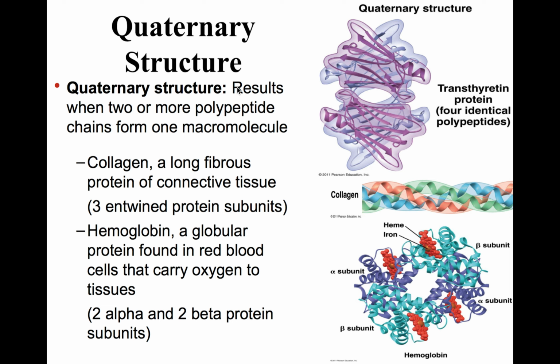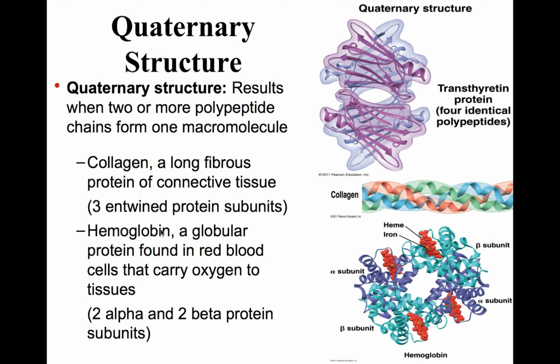In a quaternary structure, you have different 3D folded proteins that come together to form a larger complex. They interact with each other. There are two main structural types that are well known. Collagen forms long fibrous connective tissue, and what you have is 3 entwined protein subunits. You have these alpha helical proteins, and they entwine themselves, kind of like a rope.